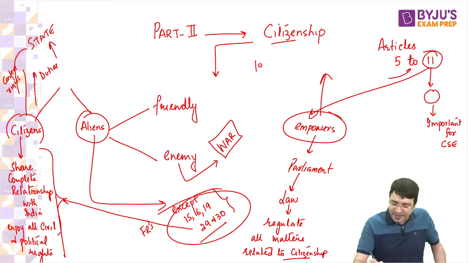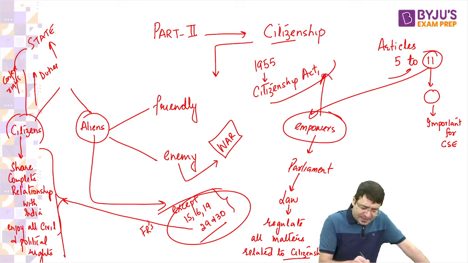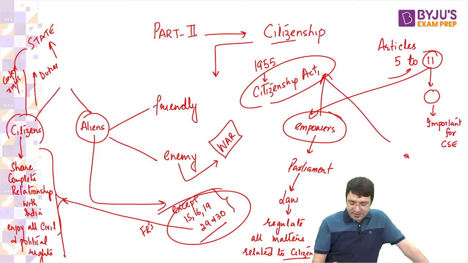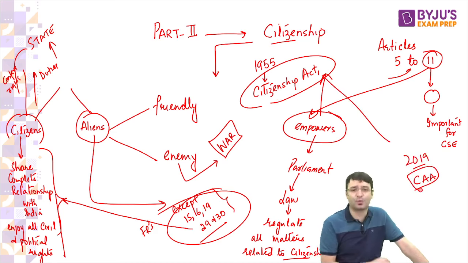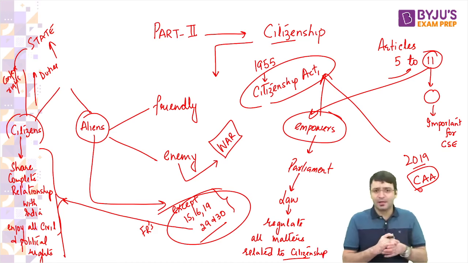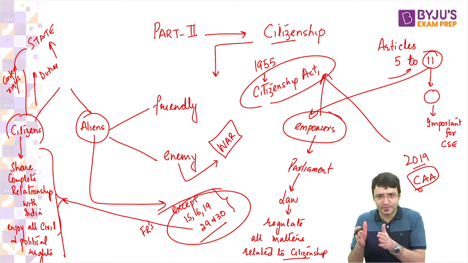And that is how in 1955 a law was passed by the Parliament known as the Citizenship Act of 1955. And it is this law which has been amended multiple times. And the last time this law was amended was in the year 2019 when the Citizenship Amendment Act was passed. So let's recap. Part 2 of the Constitution deals with citizenship.